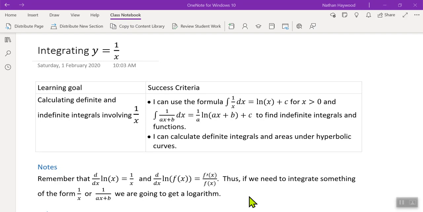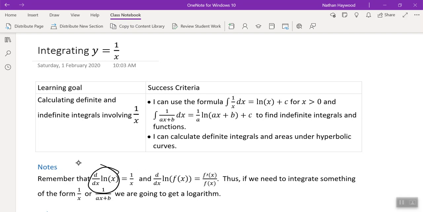Today we are integrating this function. So y equals 1 over x, or x to the negative 1. So this is a very special case. We're not looking at x to the negative 2, we're looking at x to the negative 1. Okay, 1 over x.